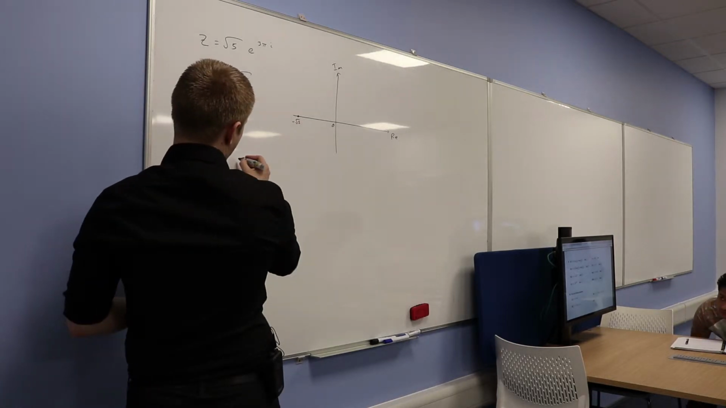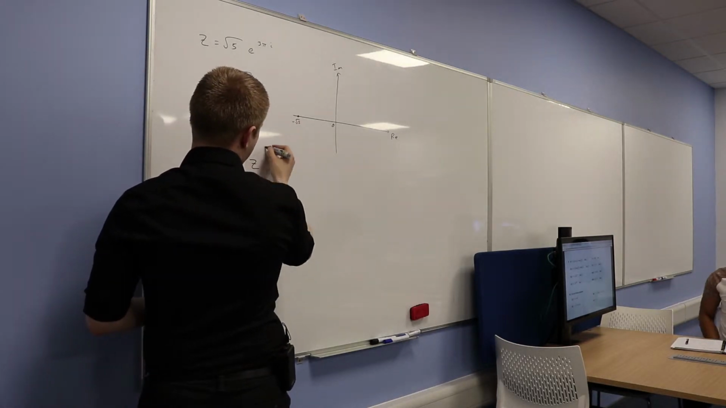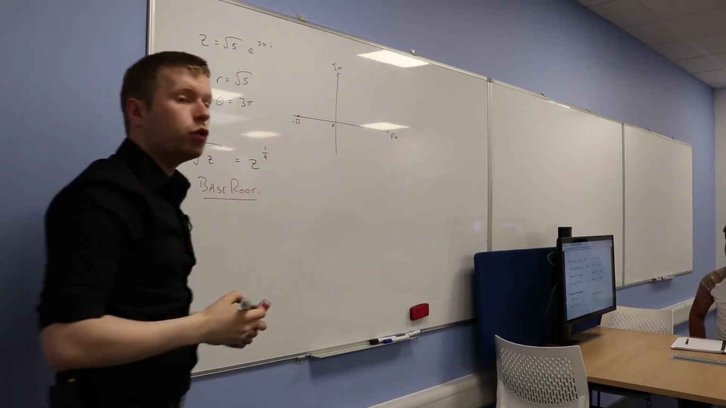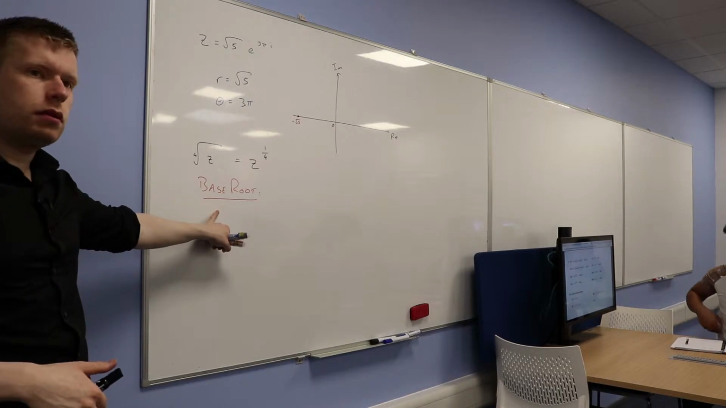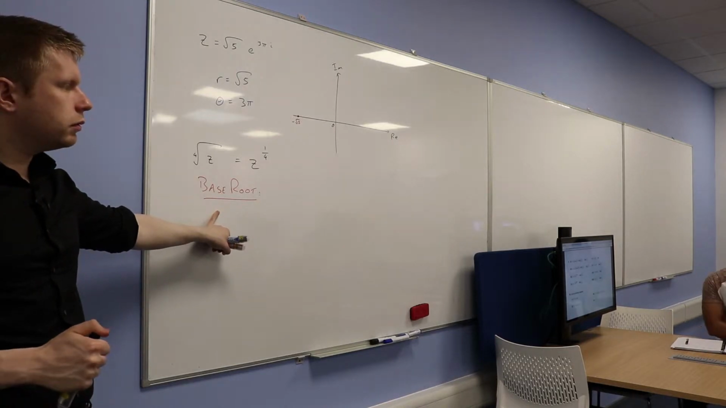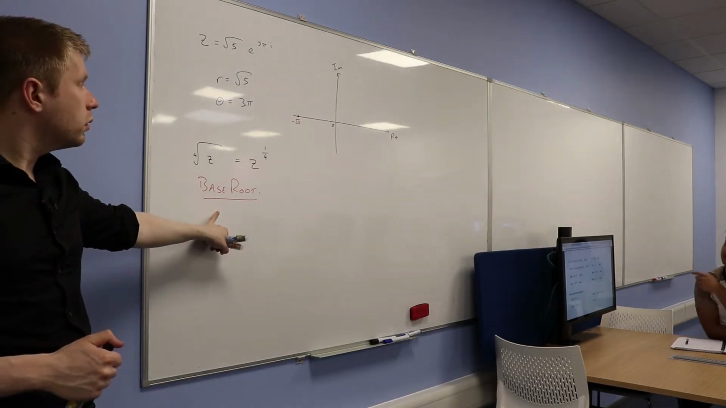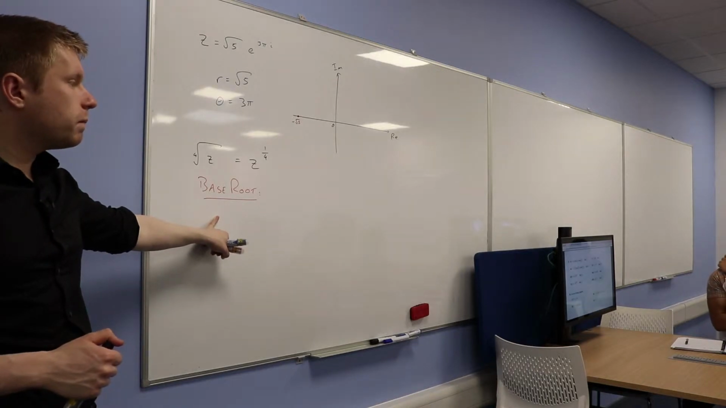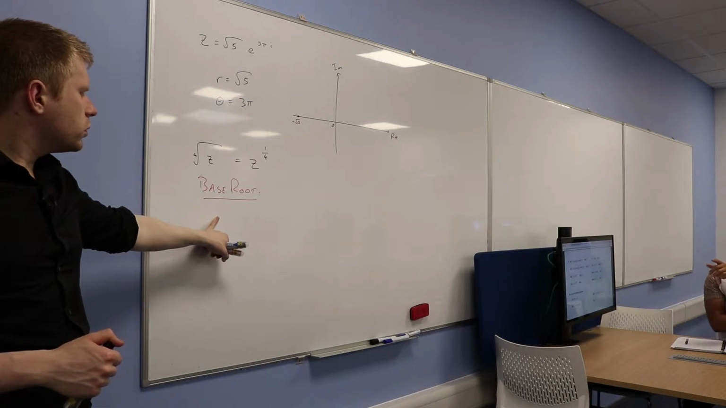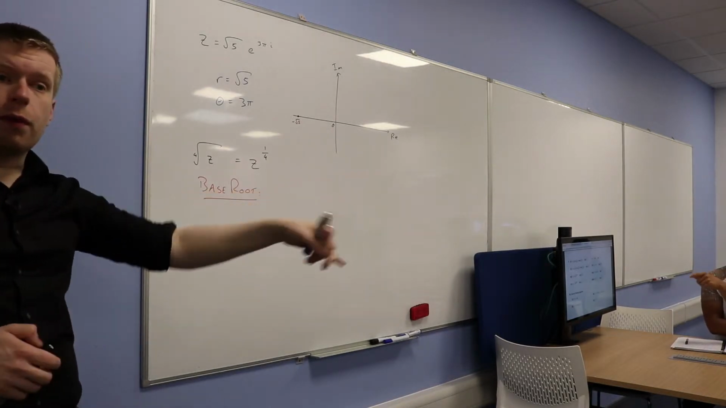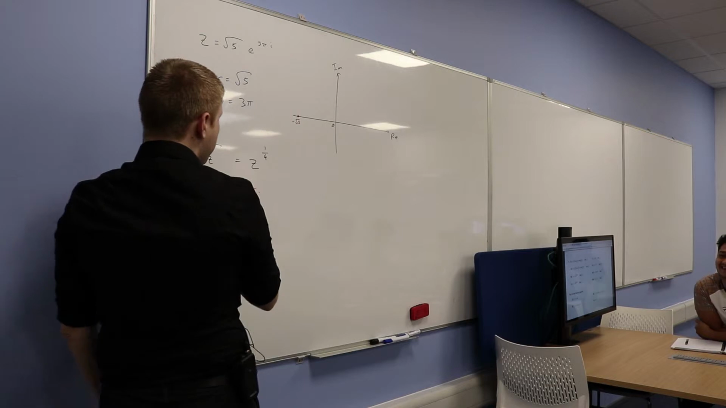So would you be happy that the 4th root of z would be the same as taking z and raising it to the power of 1/4? To find the base root, how do I do that? Look at De Moivre's theorem. De Moivre's theorem, perfect. So I'd use De Moivre's theorem to find the base root.